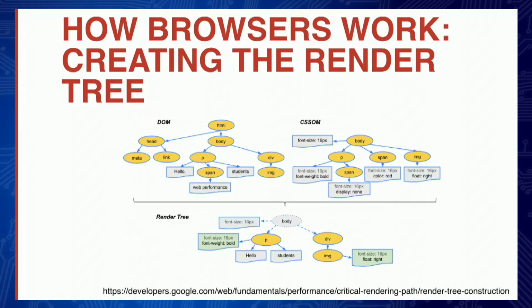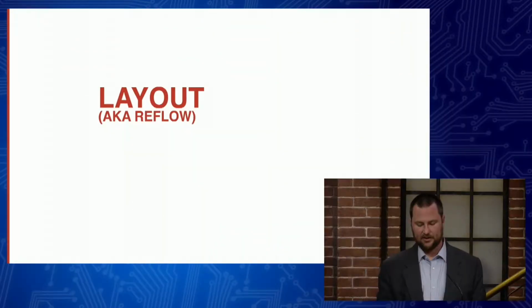Your DOM and your CSS object model get combined to generate the render tree. The render tree will not have in it things that are display none. It will have pseudo elements and things like that. Once the render tree is created, the browser will know how to do the next step, which is called layout. All of this happens very, very quickly, which is really fun to think about. The next step is layout.